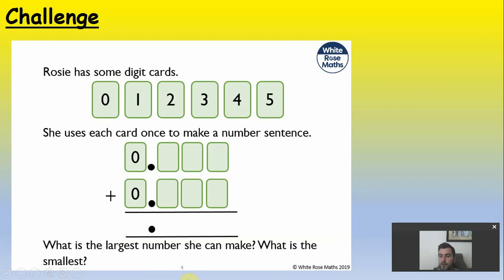So use your place value number knowledge here. Think about where you would put these digits. Remember these digits, if you put it in the highest value column, it would be worth more. That's all I'm saying. That's your only clue I'm going to give you. So have a play around. What's the largest answer you get, and what's the smallest answer you get? I look forward to seeing them shortly.